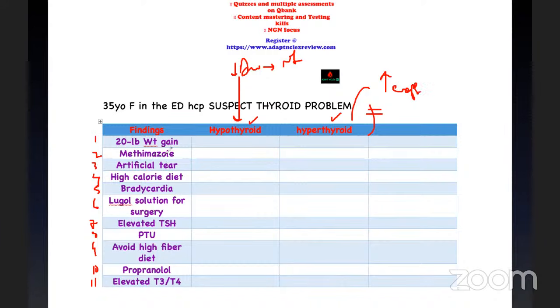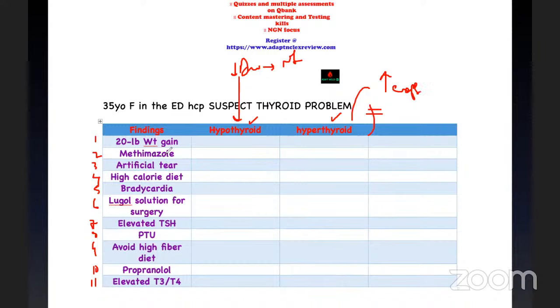And who is going to need methimazole? Think about the condition that is causing that. Methimazole is going to block thyroid hormone. Who has too much thyroid hormone? Hyperthyroid. That's the way you think about it, without memorizing.